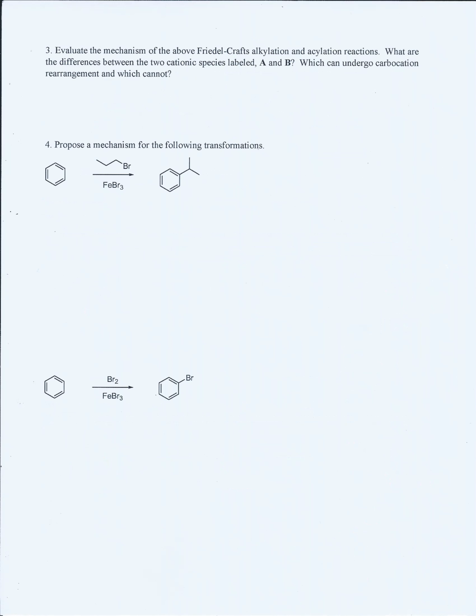Part 3. Evaluate the mechanism of the above Friedel-Crafts alkylation and acylation reaction. What are the differences between the two cationic species labeled A and B? Which can undergo carbocation rearrangement and which cannot?